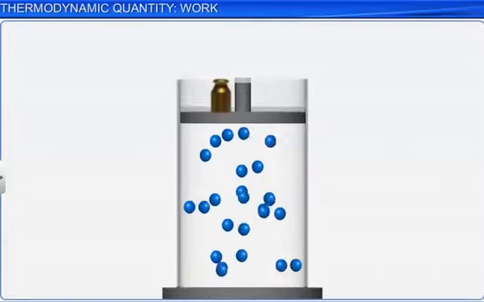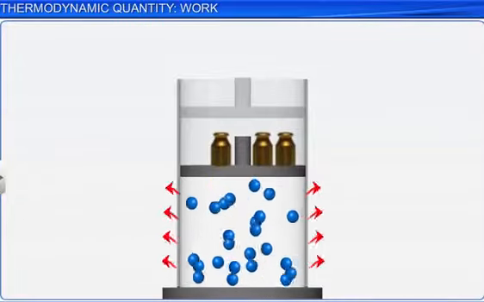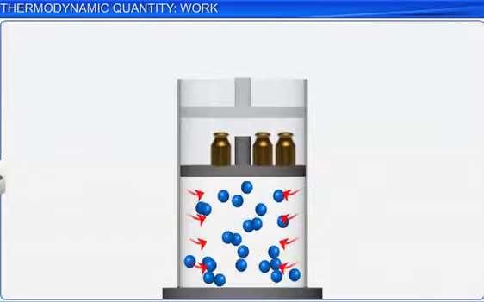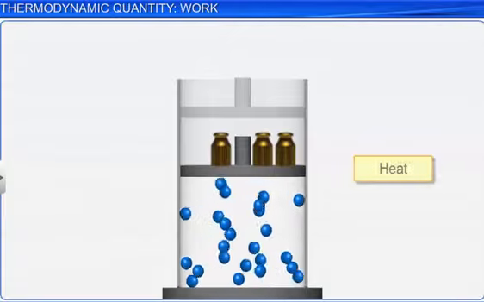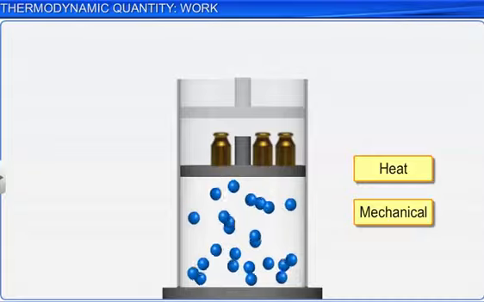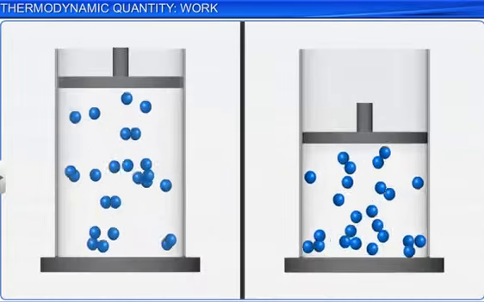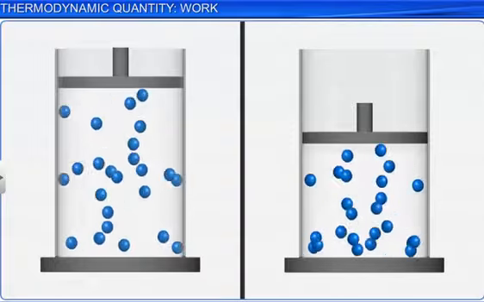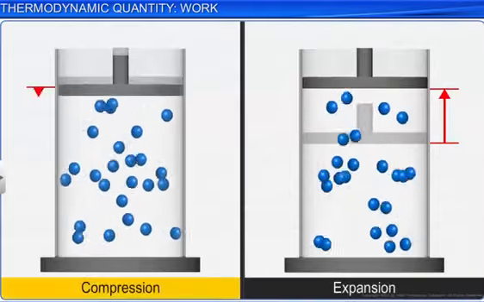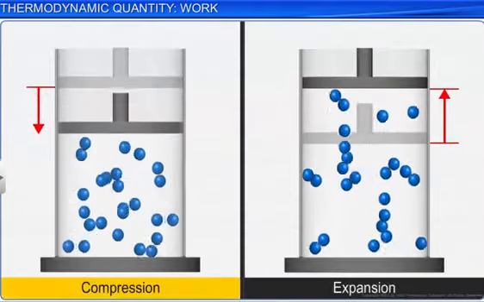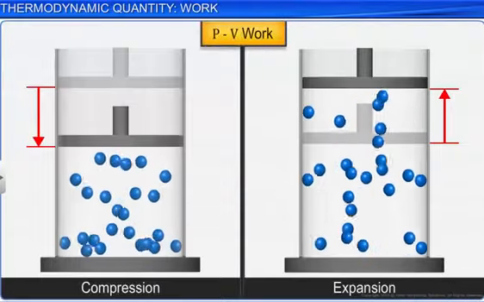When a change in the state of a system occurs, energy is transferred either to or from the surroundings. This energy may be transferred as heat or mechanical work. In thermodynamics, the only type of work generally considered is the work done in expansion or compression of a gas. This is known as pressure volume work or PV work.